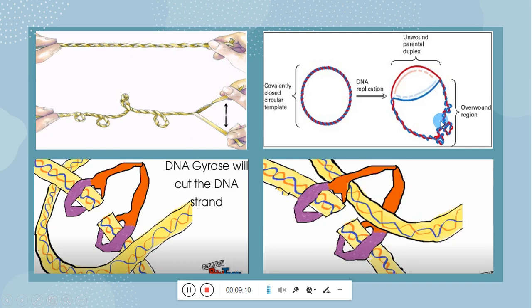So to remove this overwounded region, this supercoiled area, this positive supercoiling, here comes the DNA gyrase. The DNA gyrase cuts one of the double helices, as we can see here, with the help of the nuclease activity. It then passes one end through the other, and reseals it with the help of the ligase.